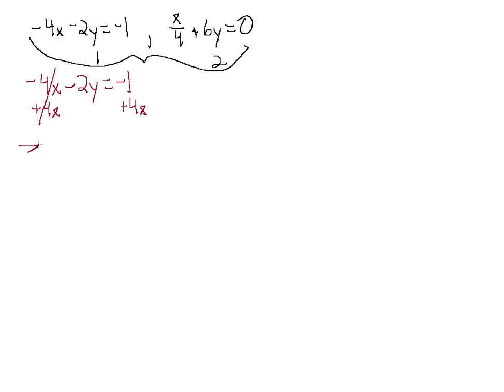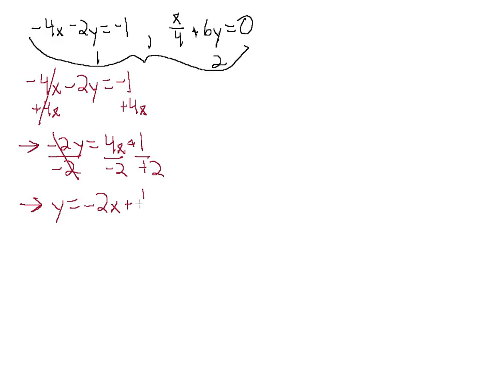These two terms will cancel. So we have minus 2y equals 4x minus 1. And we can isolate y by dividing through both sides, through each term, by minus 2. Those two terms will cancel, so we have y equals 4 divided by minus 2 is just a minus 2 times x. These two negatives will cancel, so we have plus 1/2.